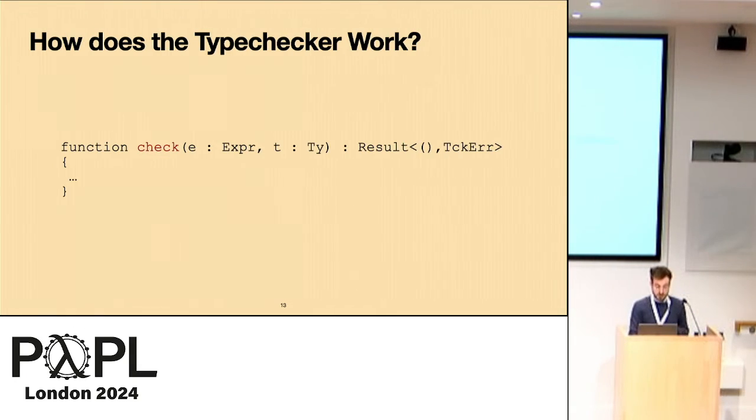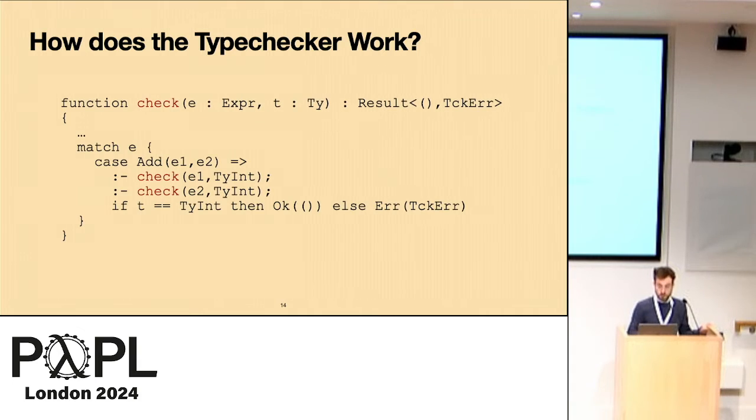Straightforward. The checker, also just a standard direct type checker. Again, I'm going to look at the add case. We check that E1 and E2 both have type int, the two branches of the add. Then we're going to make sure that the type we're checking the add expression against also is an int. If all of that's true, then we return okay. Otherwise, we return a type error.